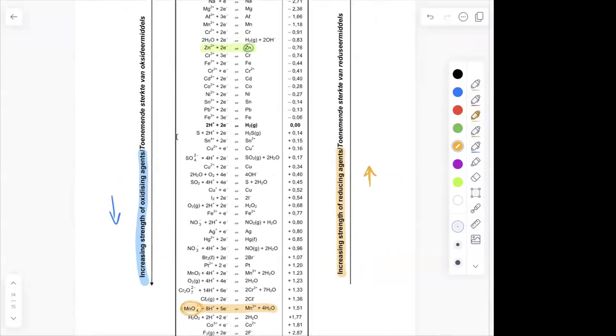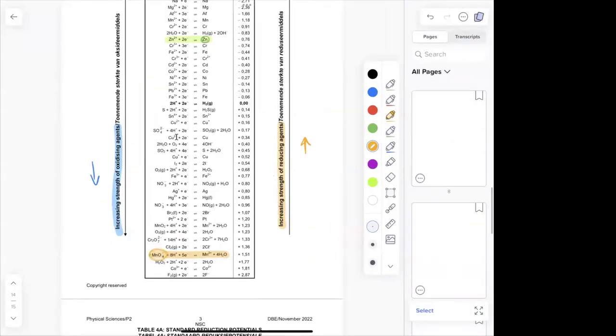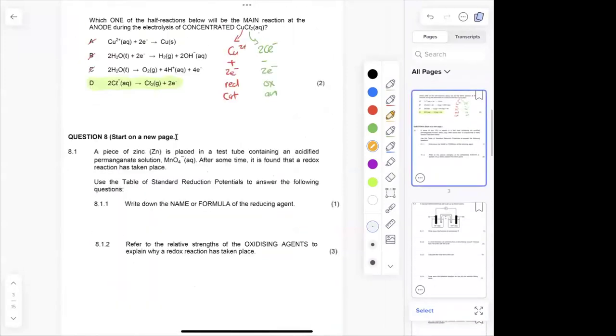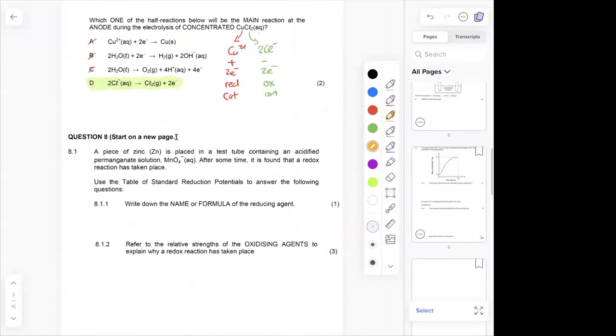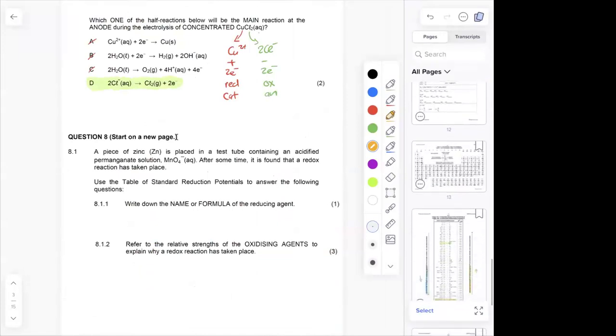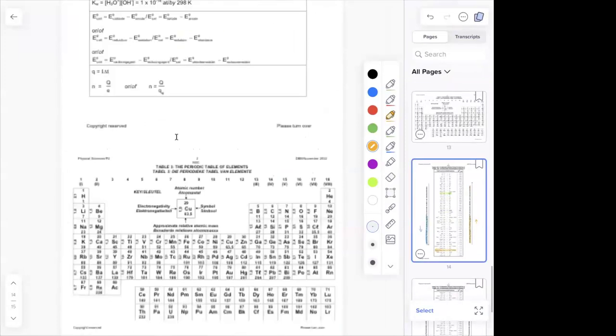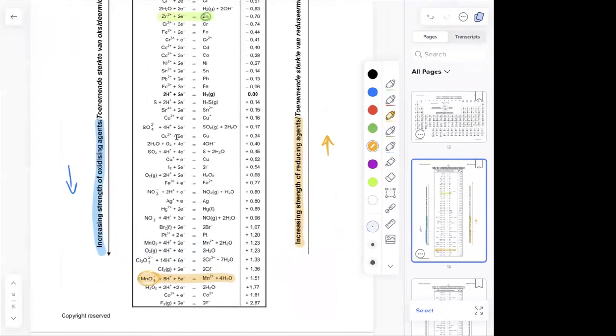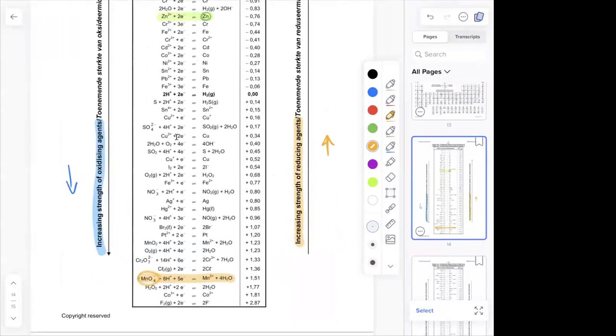Let's quickly go back to our question and see what exactly they need us to do, right? So in the question, this is what they asked us. They said, write down the name of the reducing agent, right? So the reducing agent is one that's going to undergo oxidation, right? So when I look at my table, there's two ways I look at it. It's going to be a spontaneous reaction. We know that. So I know the one with the more positive E naught value undergoes reduction. The one with the least positive E naught value undergoes oxidation.